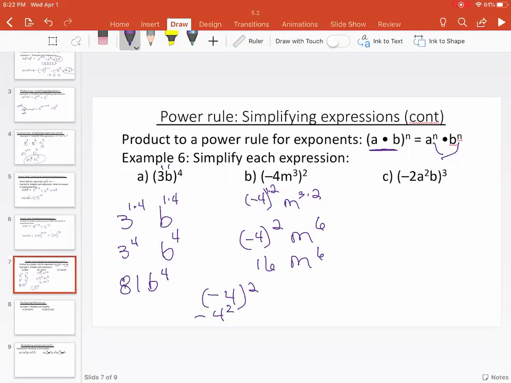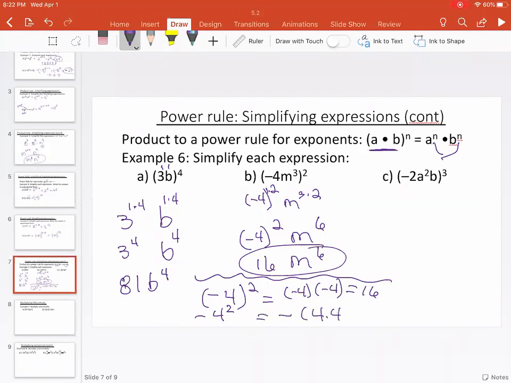Keep in mind, these 2 expressions do not mean the same thing. -4 in parentheses squared means negative 4 times negative 4, which is 16. Negative 4 squared without the parentheses means the negative, and you take 4 times 4, which is negative 16. Don't confuse those two expressions.